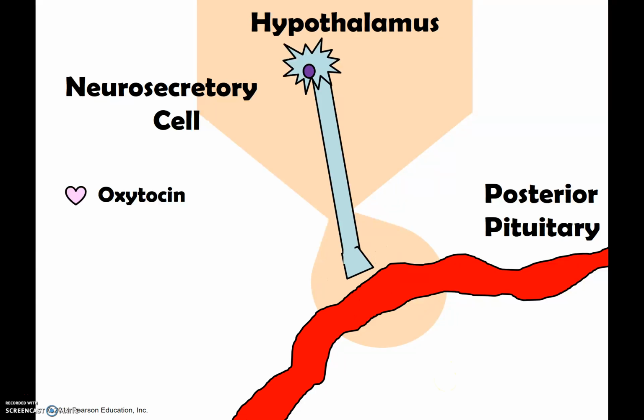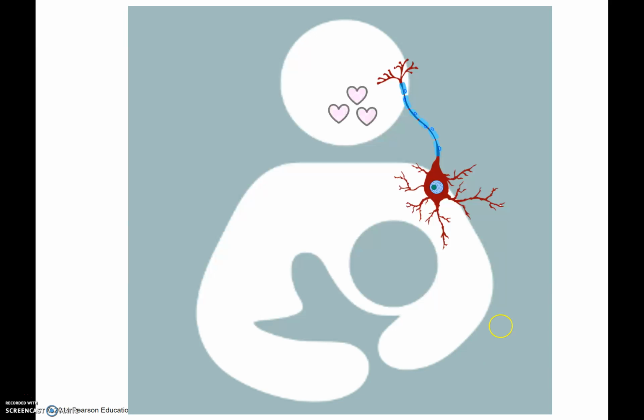So let's see an example of when the body would use oxytocin. When a mother is breastfeeding and the baby attaches onto the nipple, there are sensory neurons that send that message to the brain. This is the stimulus. That will activate the hypothalamus's neurosecretory cells to create and release oxytocin. The oxytocin will then travel to the mammary glands, and the response will be to produce milk. So that's an example of oxytocin in the body.